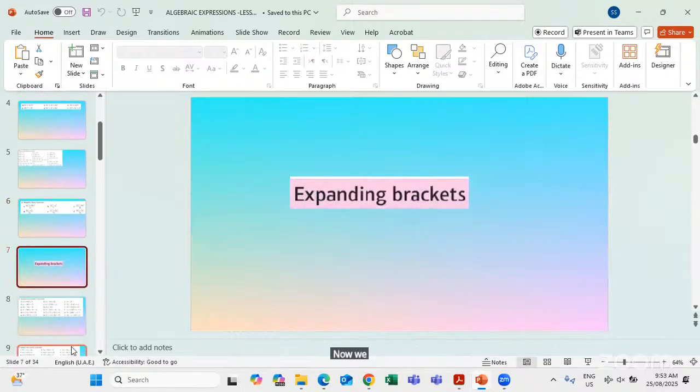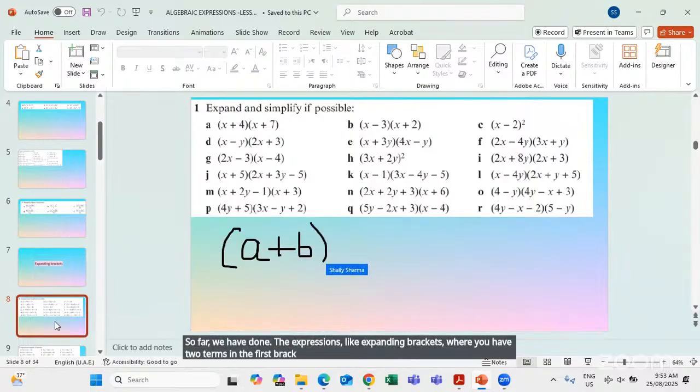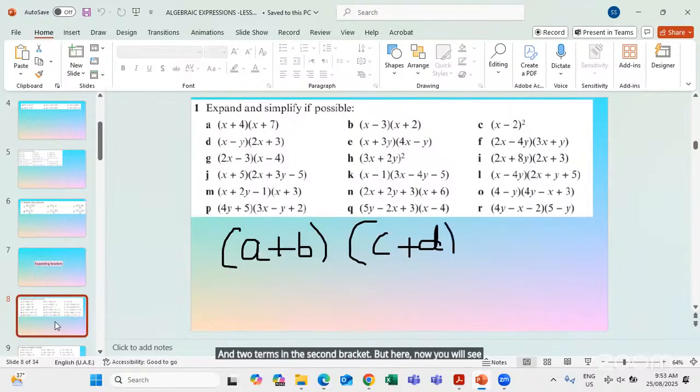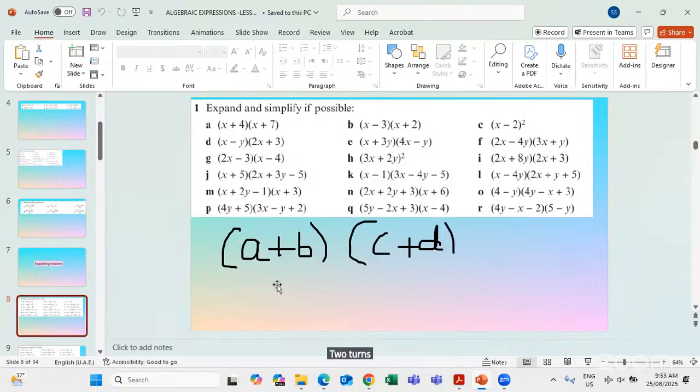Now we have expanding brackets. When you have to expand the brackets, so far we have done expressions where you have two terms in the first bracket with a plus or minus sign and two terms in the second bracket. But now you will see questions where you can have more than two terms. Now see, an algebraic expression which has only two terms is known as a binomial expression.